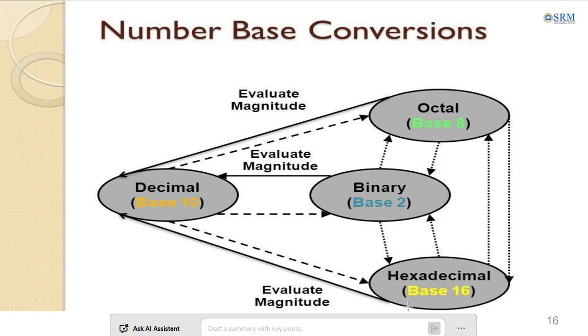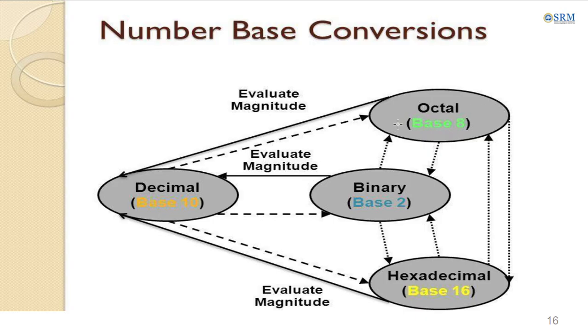Similarly, for binary and hexadecimal, you always use the decimal number system to evaluate the magnitude. And the rest, like decimal to octal, you can convert; decimal to base 2, binary, you can convert; and decimal to hexadecimal we can convert easily. Similarly, by the method of grouping, we can convert hexadecimal to octal and octal to hexadecimal by changing the grouping of the binary number system.